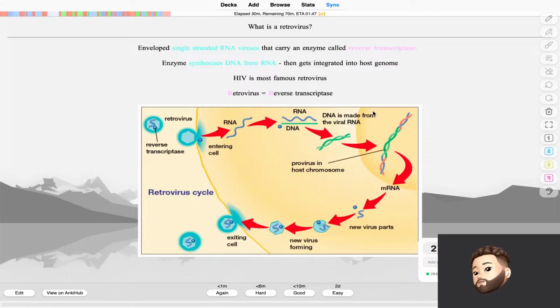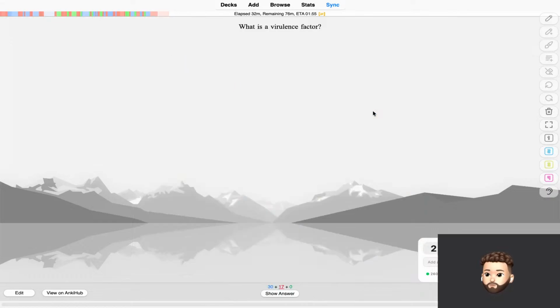Enveloped single-stranded RNA viruses that carry an enzyme called reverse transcriptase. I pretty much said this. I'm gonna give myself a good.